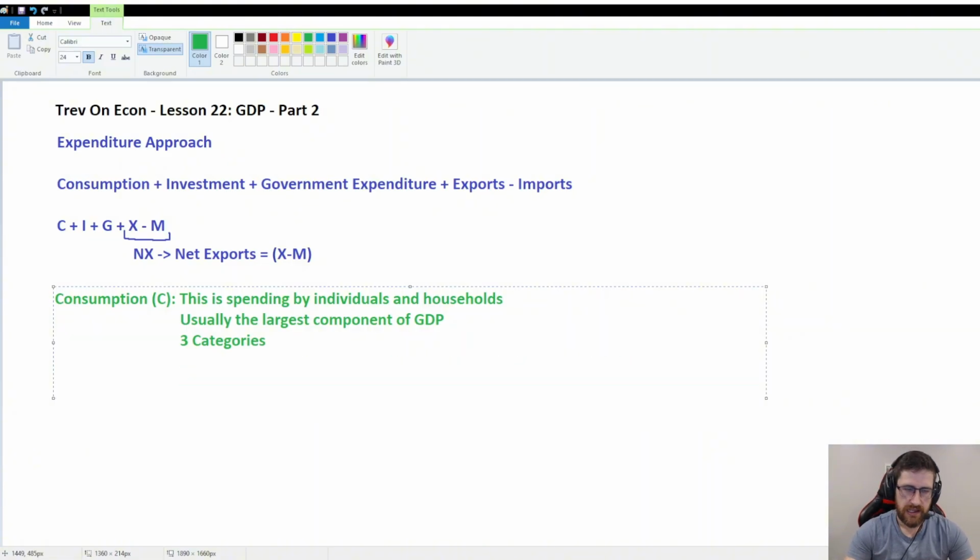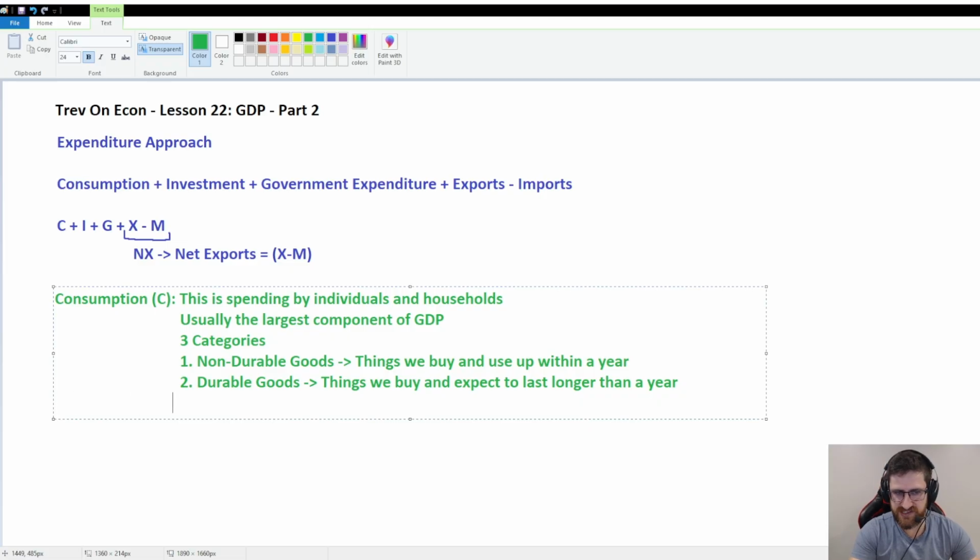All right. And then the final category is just services. So the word we use, these are intangible things we buy. Right? I can't touch banking. I can't touch teaching. These are services that you can purchase.